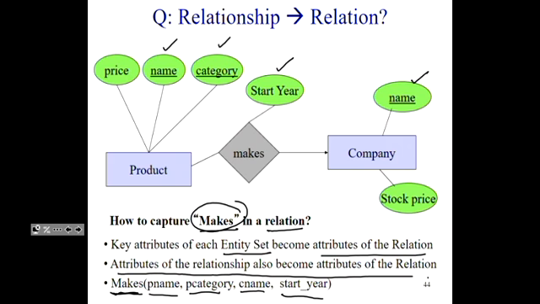If makes had another attribute, would we also include that in the key? So if you had, let's say, an end date, you might have that as a separate attribute. What is the key of makes? That's a good question. The key of makes is actually the combination of P name, P category, and C name, because that's what is defining the rest of the attributes.